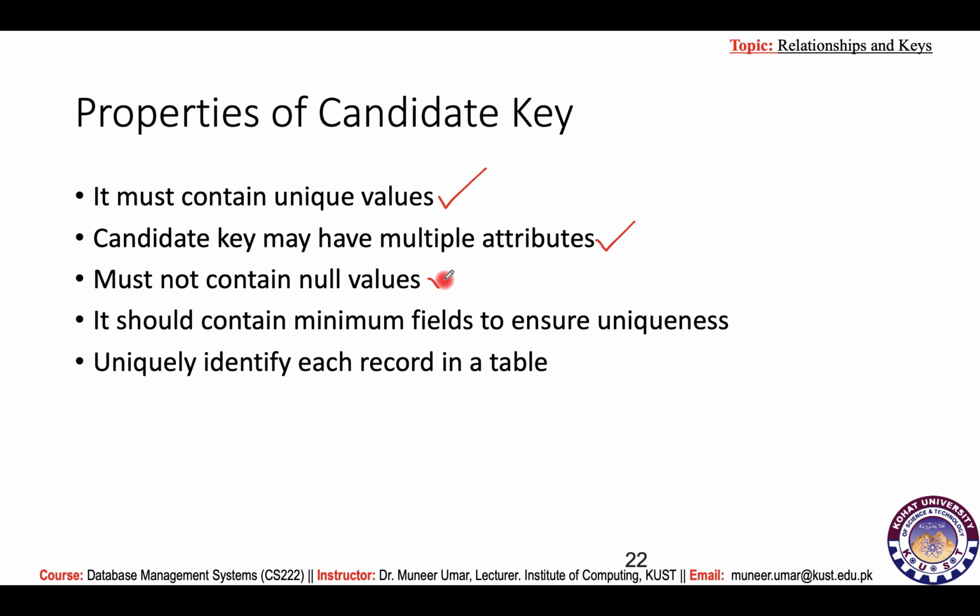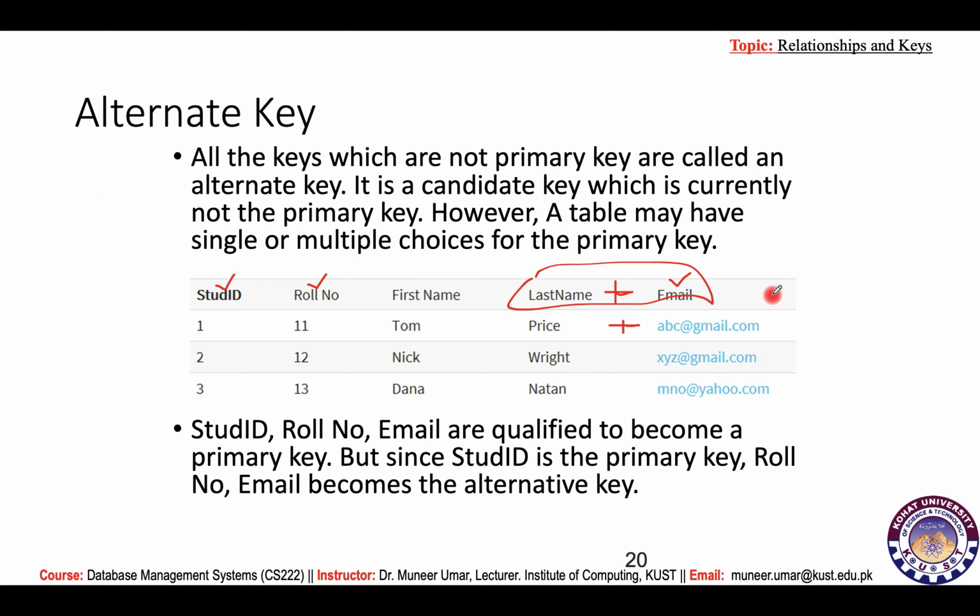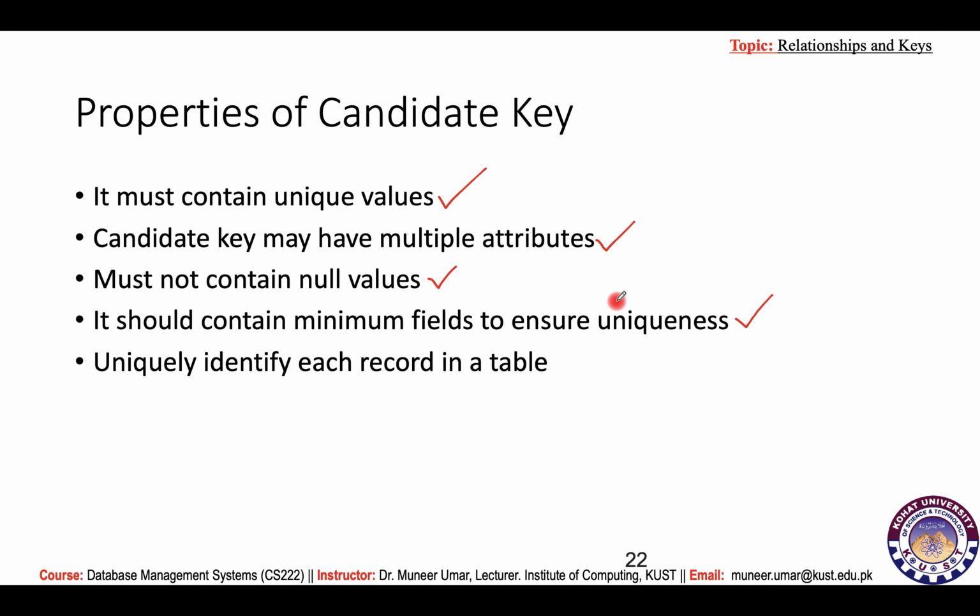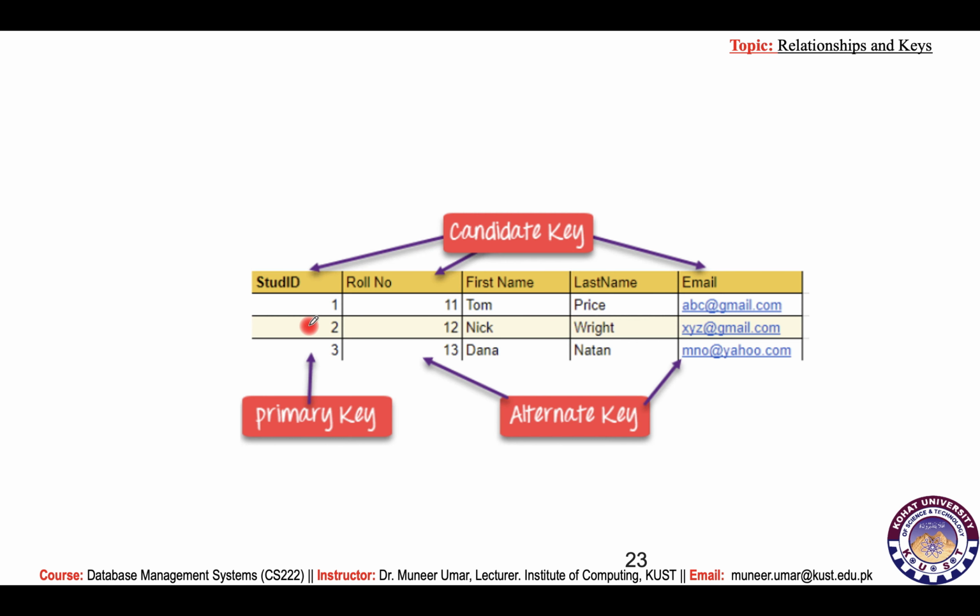Must not contain null values and minimum field to ensure uniqueness. We will try to reduce the number of attributes in a candidate key to ensure uniqueness and uniquely identify each record in a table. So these are the properties of candidate key. Only one property of primary key is missing, which was about the foreign key connection.